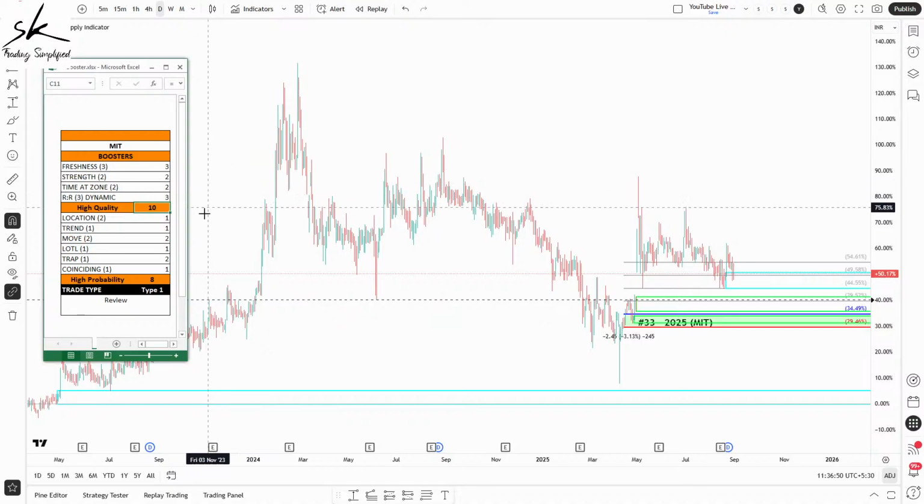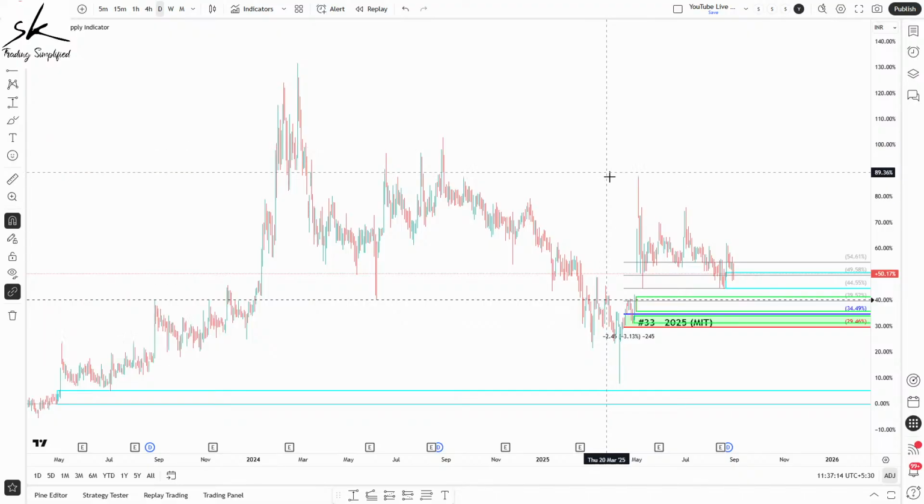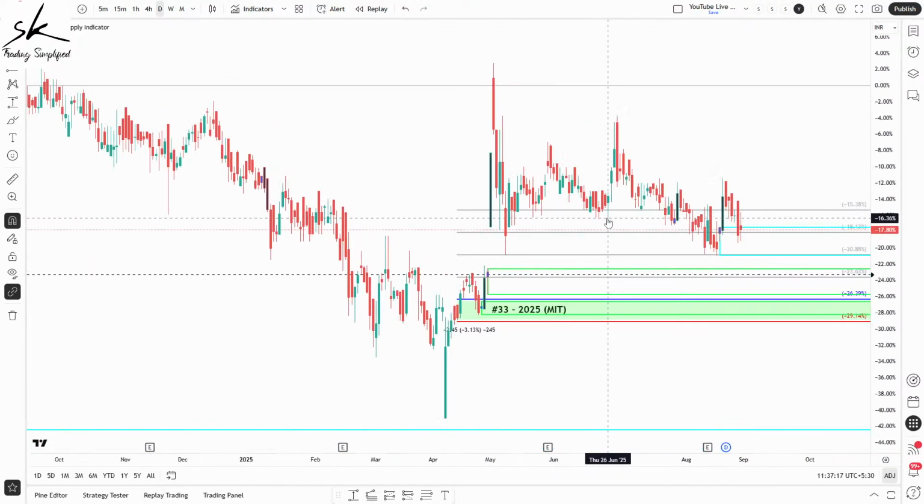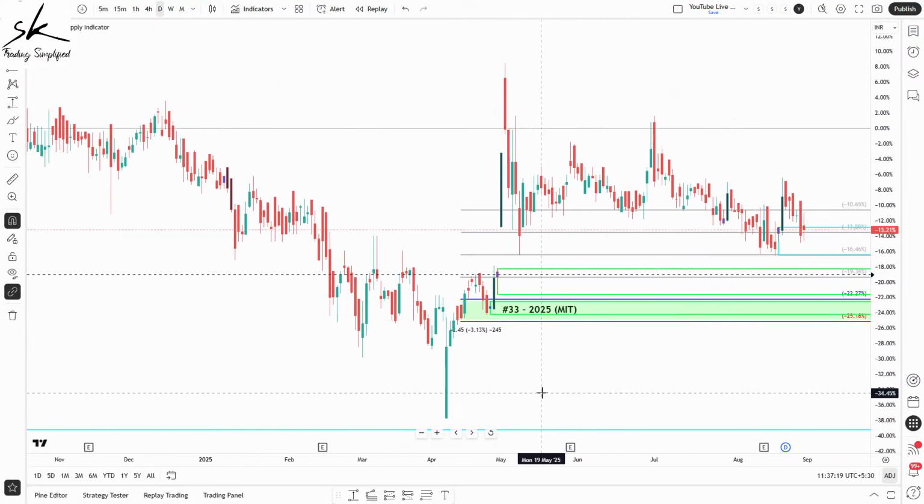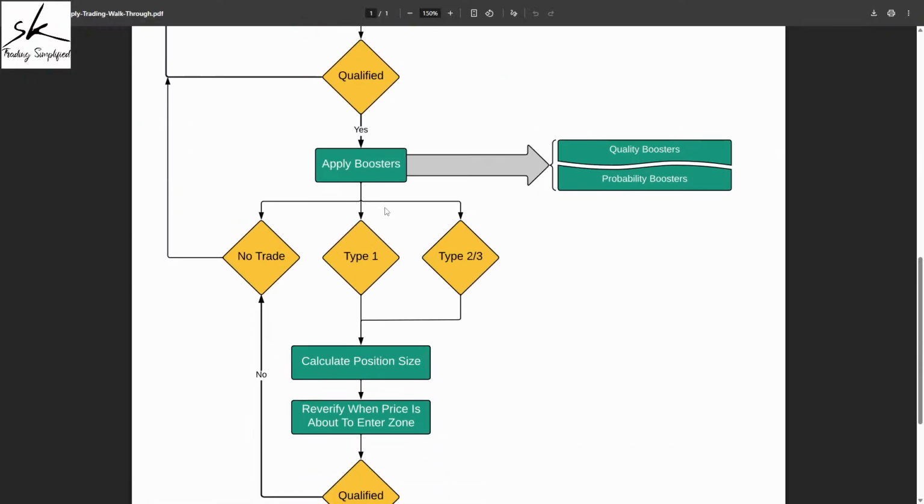So if you talk about the overall scoring, we have a score of 10 out of 10 for quality. So I think I made a mistake somewhere, because this cannot be 8, right? It has to be 7. Oh, trap was 1, my bad. So yes, if you look at the overall scoring, we have a score of 10 out of 10 with the assumption of reward to risk ratio for quality, and 7 out of 8 for probability, which makes it a high quality, high probability setup. And high quality, high probability setups can be traded as type 1 trades. So after applying the boosters, we got to know that this is going to be a type 1 trade for us.